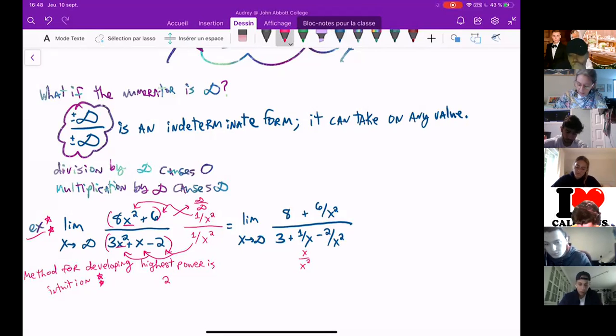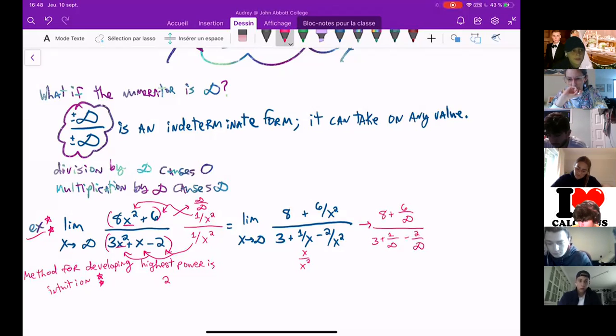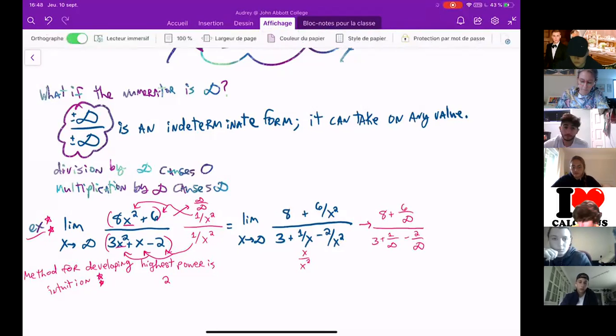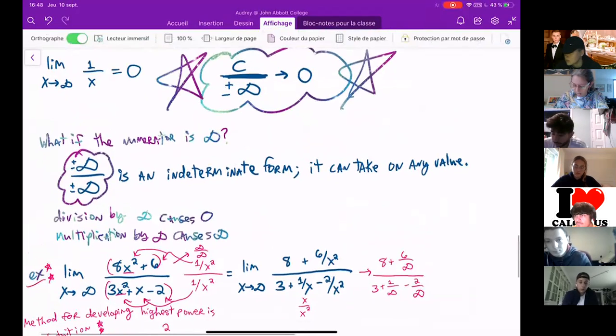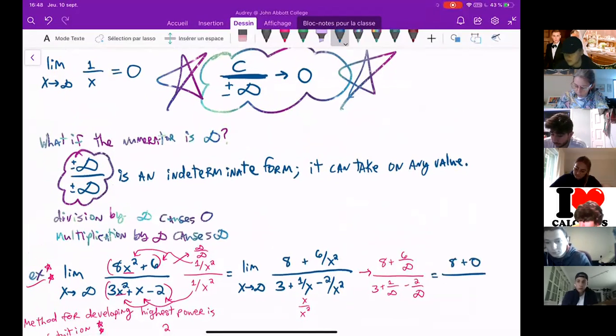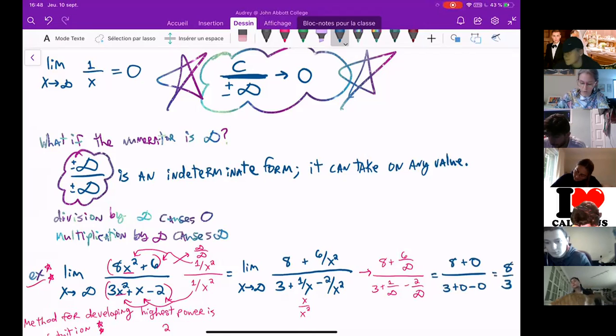Now I'm going to plug in infinity. And I'm going to get 8 plus 6 over infinity, over 3 plus 1 over infinity minus 2 over infinity. But what does a constant over infinity give me, that we just saw? Zero. So this is 8 plus 0 over 3 plus 0 minus 0. And that gives me 8/3.